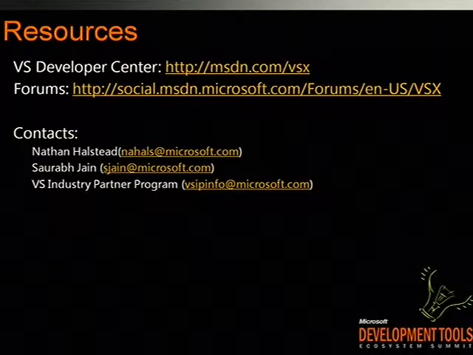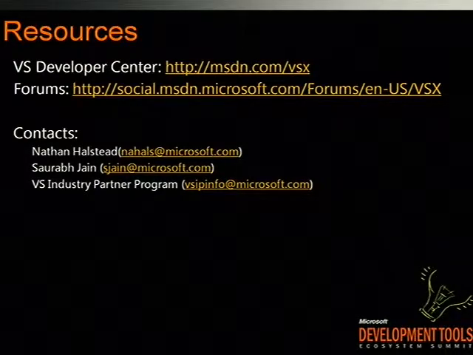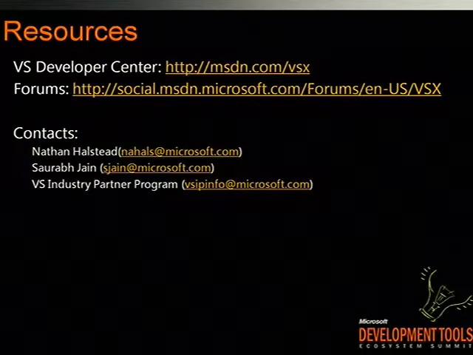If you're interested in joining our partner program, we have what we call our Visual Studio Industry Partners, and there's a tremendous opportunity here to partner with Microsoft to get some exposure of your product to our ecosystem. That's vsipinfo@microsoft.com. If you aren't partners today and are thinking about partnering with Microsoft, this is a good email alias to get that information. And again, that's available on the Developer Center.